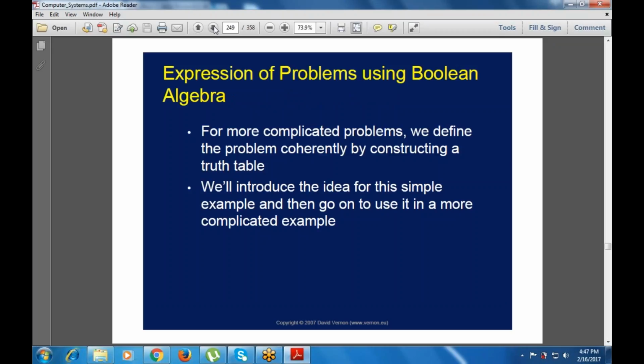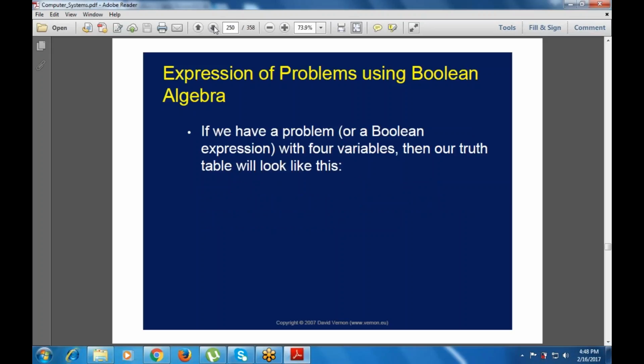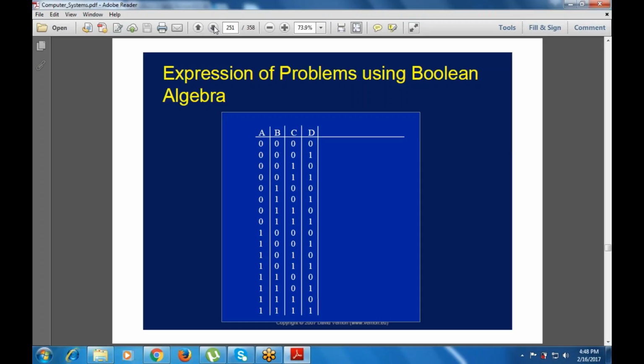And the expression of the problem is used with Boolean algebra. For more and more complicated problems, we define the problems by constructing a truth table, and we will introduce the idea with a simple example and go on to use it in a more complicated example. Now, if we have a Boolean expression with four variables, then our truth table would look like this, with four variables for input. They are A, B, C, D, that is 0 0 0 0, 0 0 0 1, and 0 0 1 0.